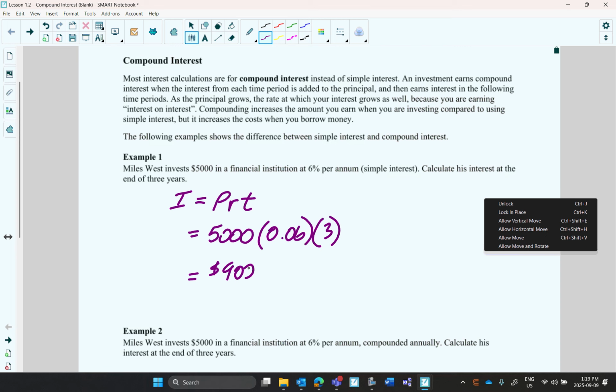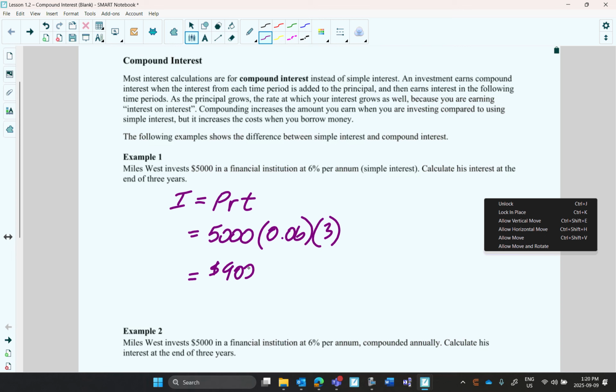Which basically means that he gets 300 every year. So at the end of the first year, we calculate the interest, he gets 300 bucks. The end of the second year, he gets another 300. The end of the third year, he gets another 300. He's made a total of 900. Okay.